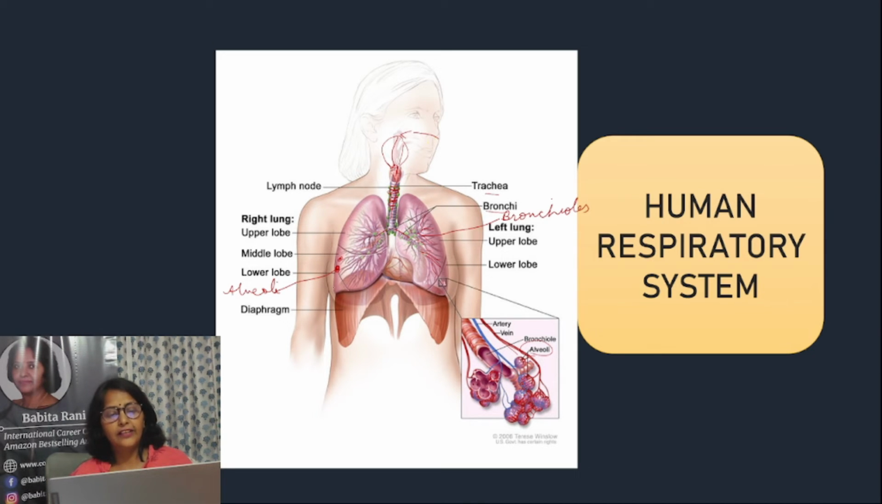If you look at this structure, this is a structure which separates our body into two different parts. The upper part is known as the thoracic cavity and the lower part is known as the abdominal cavity. So the diaphragm separates our body into two parts. Upper part is known as the thoracic cavity and the lower part is known as the abdominal cavity.